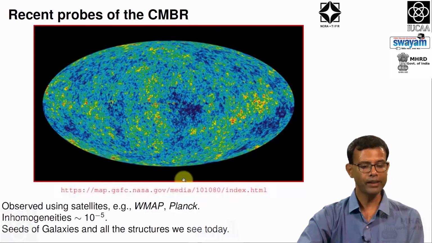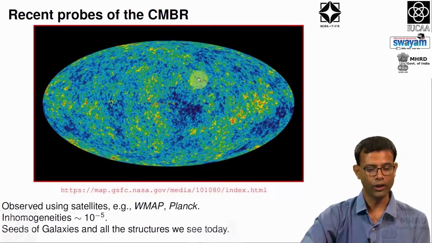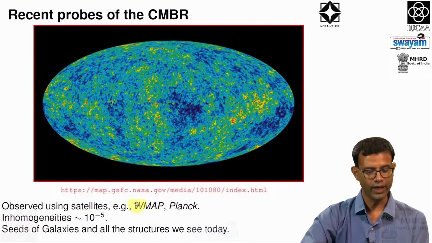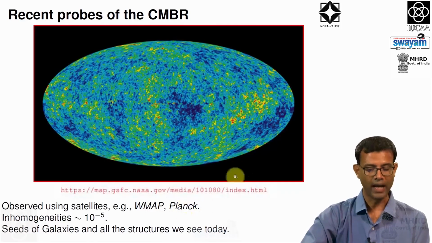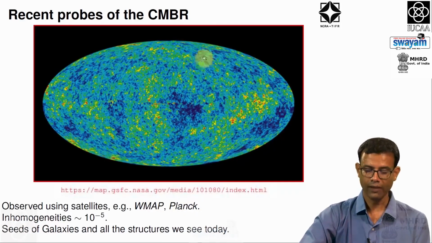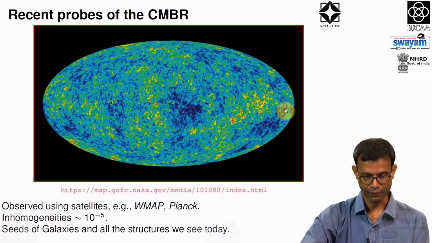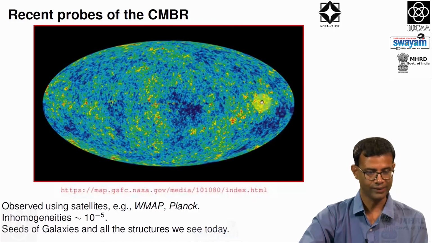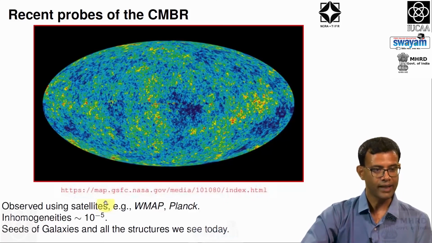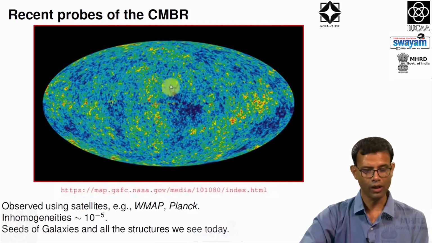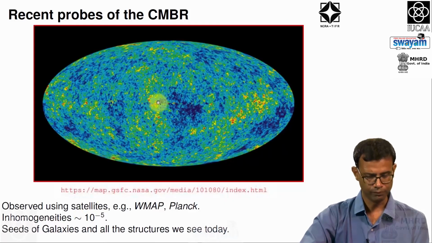This was later measured much more accurately with more recent probes. For example, this is a sky map observed using a more recent satellite called WMAP, and a similar sky map exists for another satellite called Planck. They have gone up and measured these inhomogeneities to an extremely high degree of accuracy. They have confirmed that these inhomogeneities are of the order of 1 part in 10 to the 5.